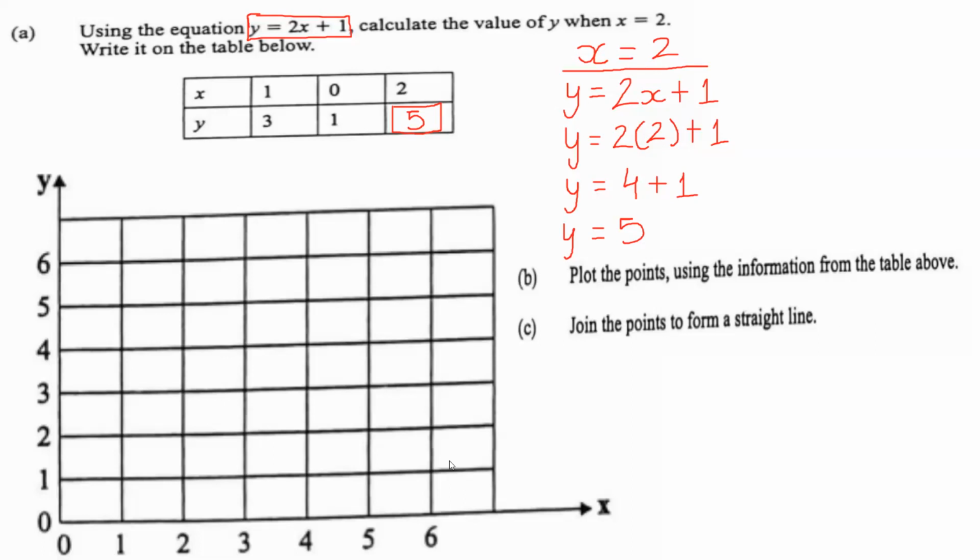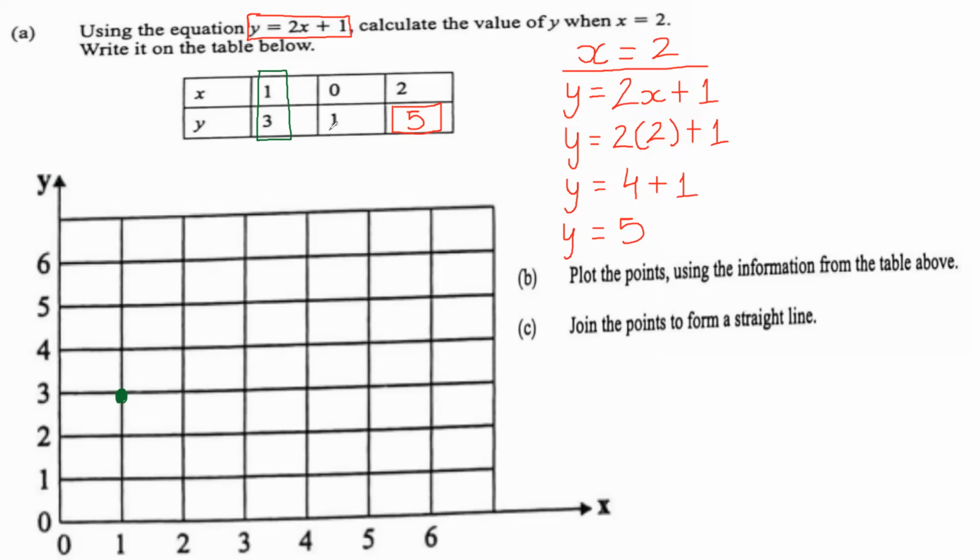So the first point is going to be, let's use a different color, say green. The point 1, 3. So we go on the x-axis, go for 1, and then on the y-axis, we go to 3. So it's going to be the point 1, 3 right there. Do you all see that? Let me know, please, if you see that. This is the point 1, 3. Yes, sir. Good.